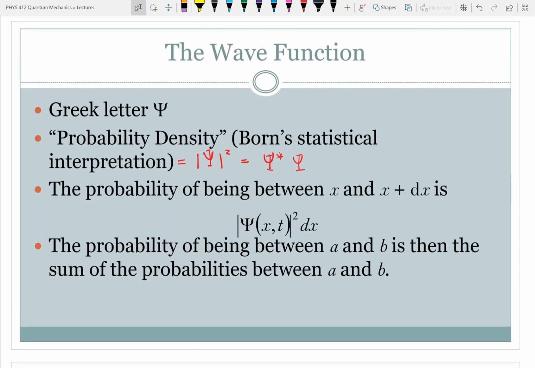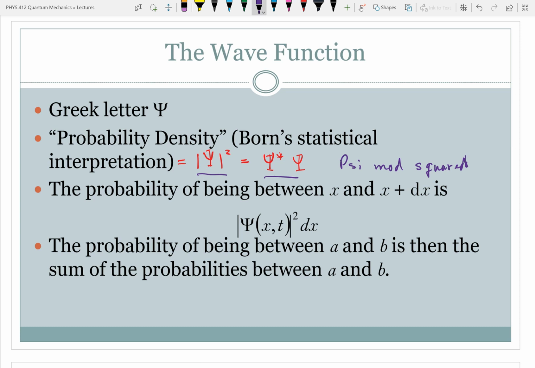So what is this Greek letter psi? What does it mean? Well, Born's statistical interpretation says that psi mod squared, that's this here, we say psi mod squared for that. It's amplitude squared. Absolute value sign is really what it means.